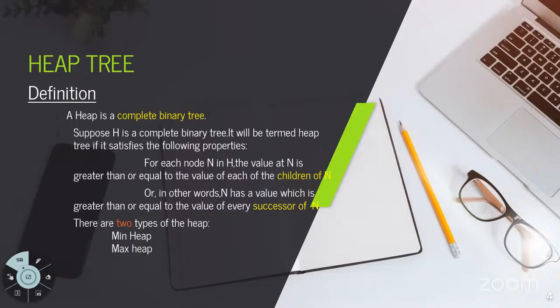AVL tree. Remember this, objective questions will come. In which binary tree are we calculating balance factor? AVL tree. And which binary tree is equal to a complete binary tree? That is heap tree. Binary search tree has the following properties: every root node has a left subtree and a right subtree. Left subtree values are always less than the root node, and right subtree values are always greater than the root node.